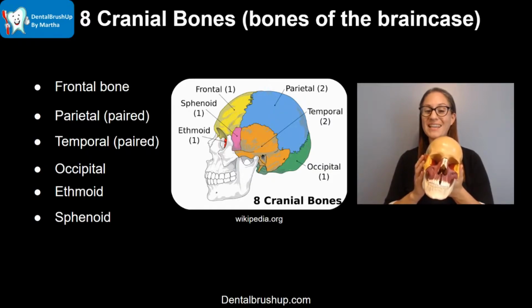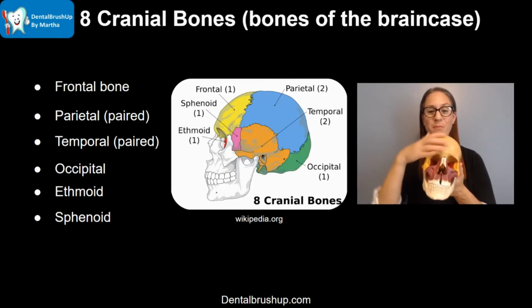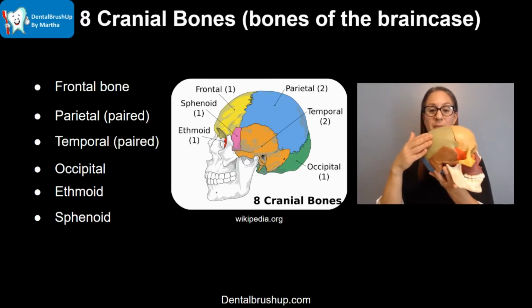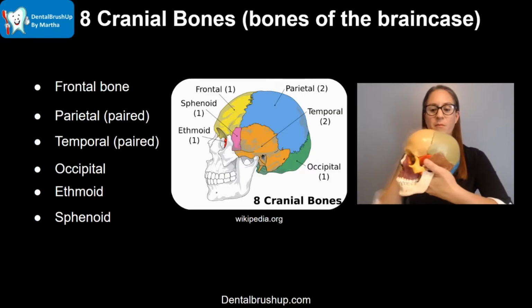Now there are 8 cranial bones, or bones of the brain case, and they include the frontal bone, which is located right here on the forehead region, the parietal bones, which are paired, and you have 2 of them, one on either side of the skull.